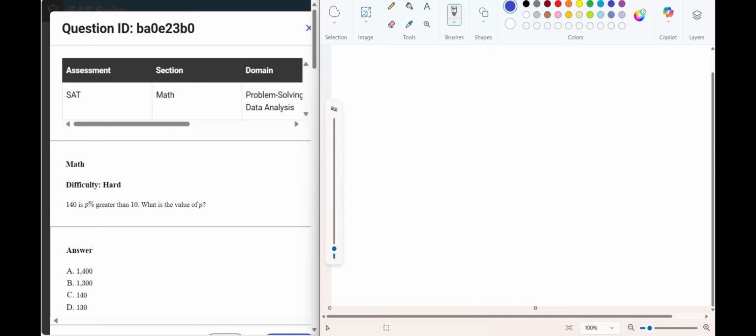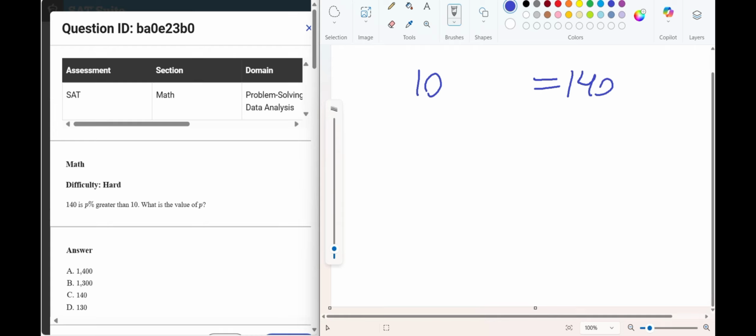Okay, so for this next problem, it gives us that 140 is p% greater than 10. What then is the value of p? Well, we should always know that "is" means equal to, so is 140. So that means 10 must be our original value then. 10 is what we're starting with.